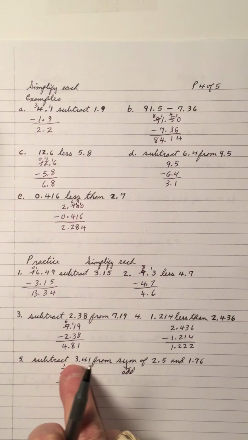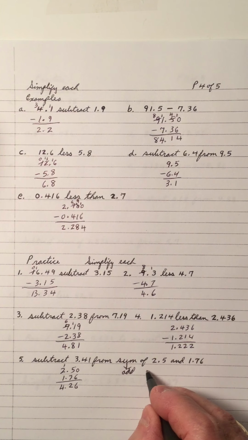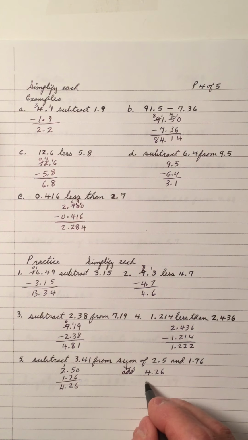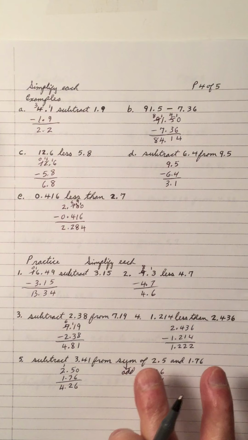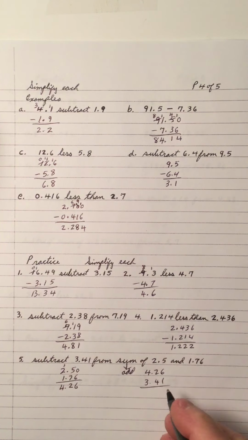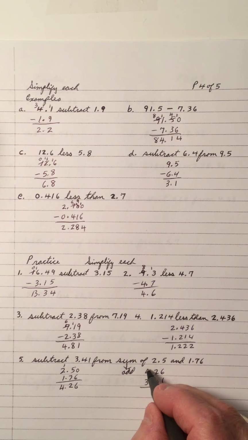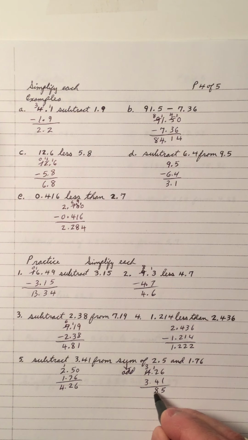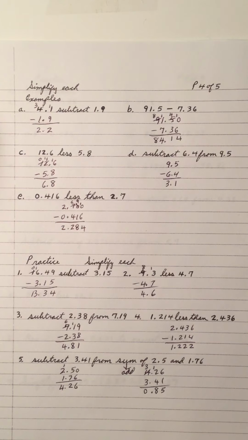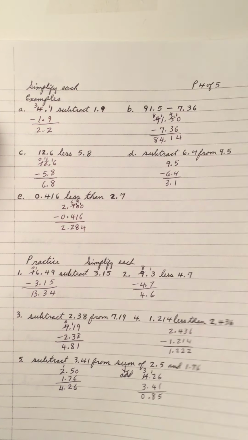Now it says subtract from. So that means the sum goes first. And we're subtracting 3.41 from the sum. So again, you do the sum, done, and from reverses it. So 6 subtract 1 is 5. 2 can't subtract 4, so that becomes a 3, and that becomes a 12. 12 subtract 4 is 8, and bring down your decimal. 3 subtract 3 is 0, so 0.85.